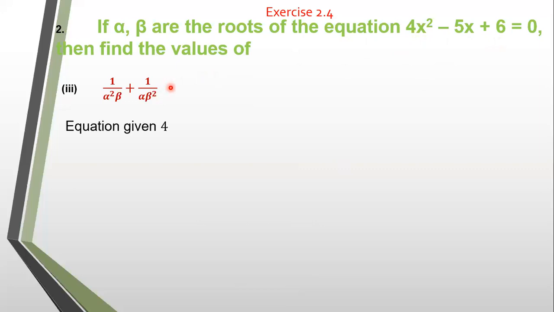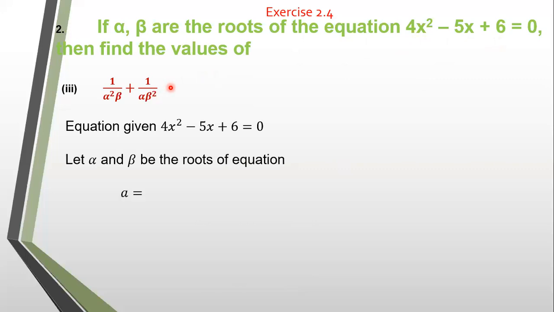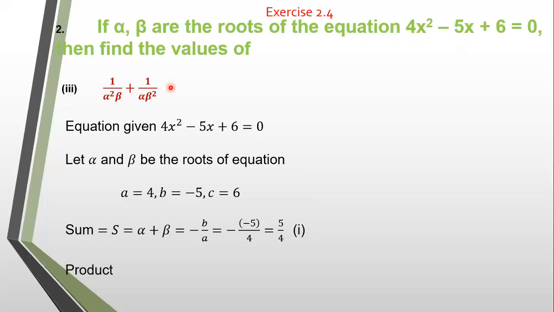The given equation is 4x square minus 5x plus 6 is equal to 0. Let alpha and beta be the roots of the given equation. Here a is equal to 4, b is equal to minus 5, c is equal to 6. Alpha plus beta is equal to minus b over a, minus into minus 5 over 4, the answer is 5 over 4. And the product of roots alpha beta is equal to c over a, that is 6 over 4.